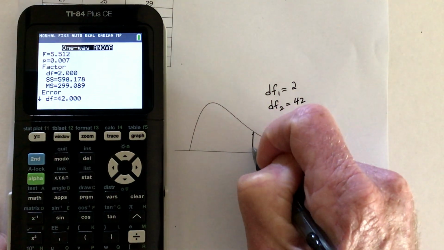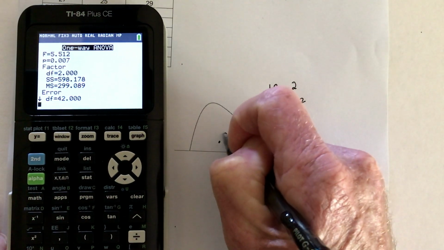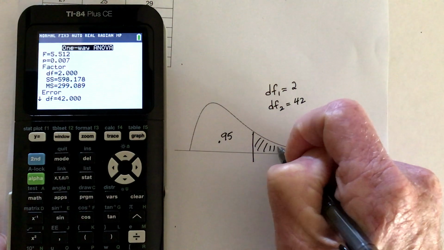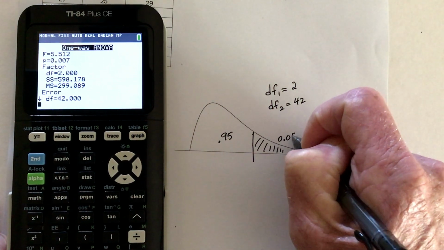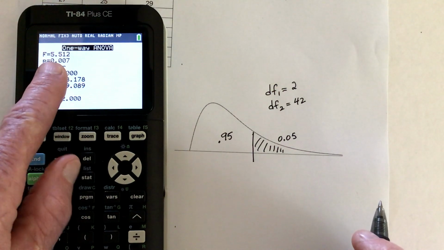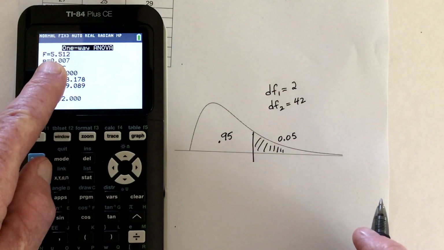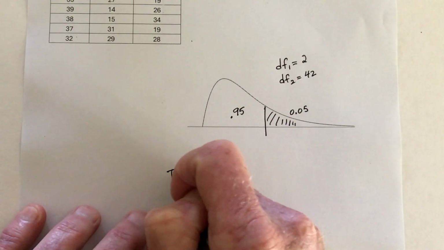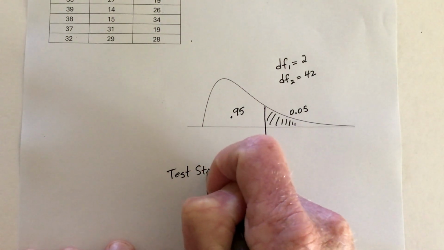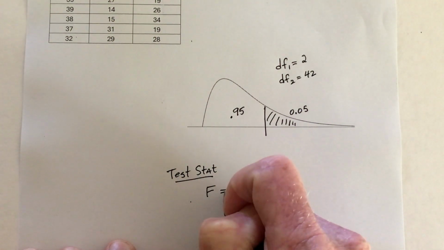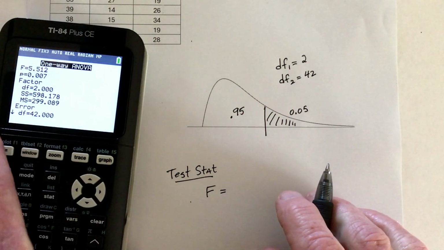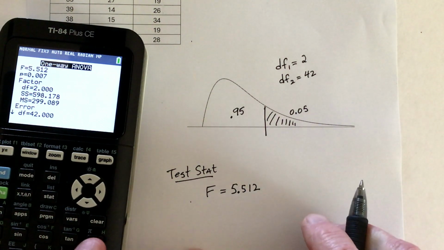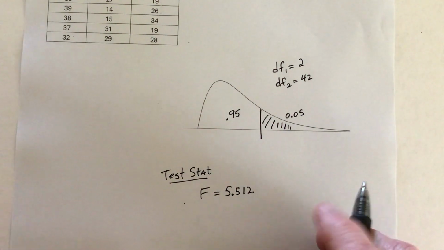And this is a right tail test only. So we'll use 95% level of confidence, which means that this right tail is 0.05. And before I move this away, I'm going to write down the test statistic is a 5.512. So also the test statistic, that was capital F, equals a 5.512. All right, now I just need the critical value.